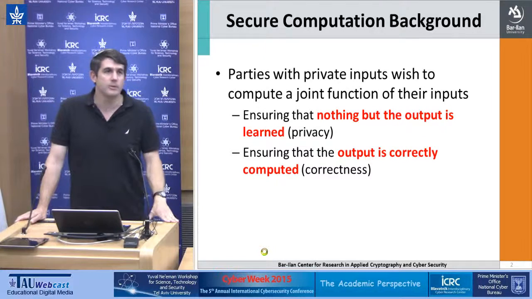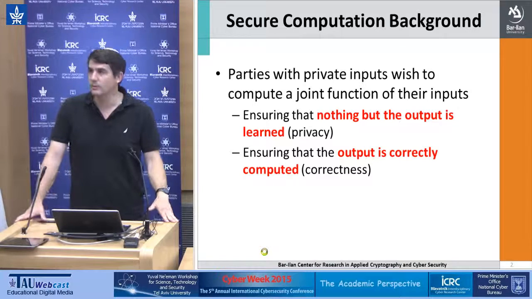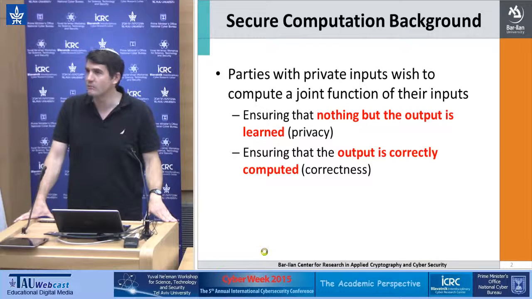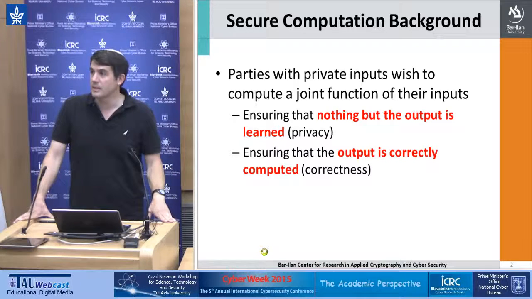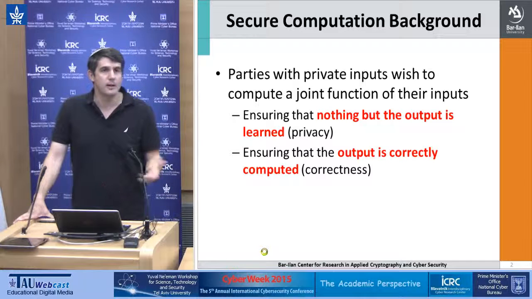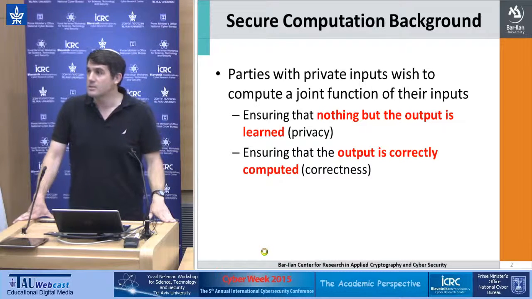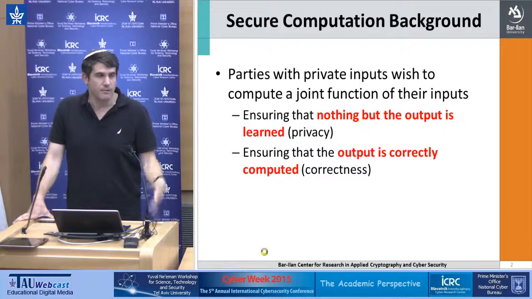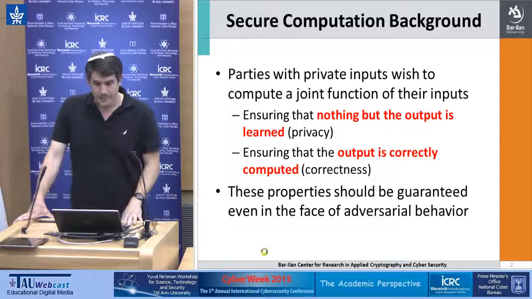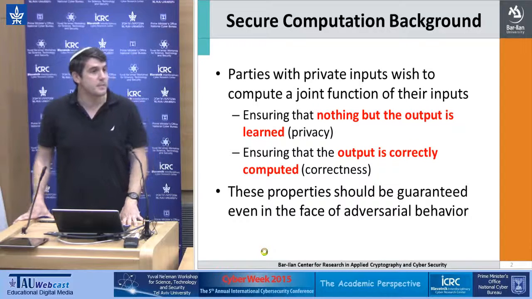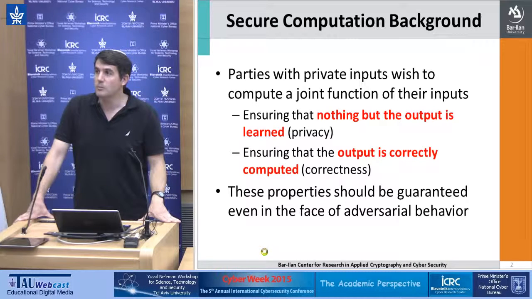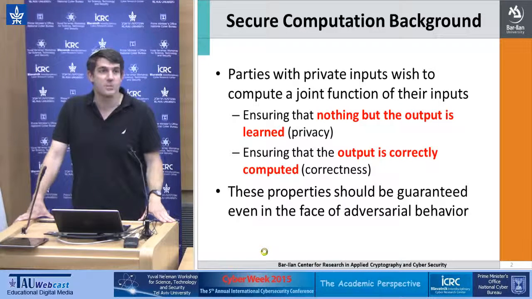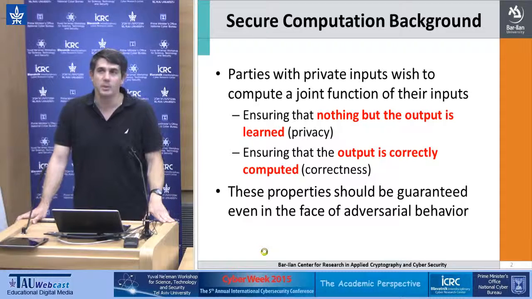We want to compute without revealing our inputs. So we have a number of parties who want to compute some joint function of their inputs. They want to preserve privacy, which means that only the output will be revealed and nothing else. And correctness, meaning that a malicious party can't somehow cause the result to be other than a valid computation of the function. And these properties should be guaranteed even if the parties behave maliciously or adversarially. In particular, I'm going to focus on malicious, which means that they can essentially do anything that they want to deviate from the protocol in their attempt to break the protocol, which is what we expect from most adversaries in the world.